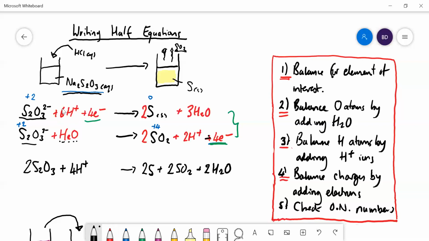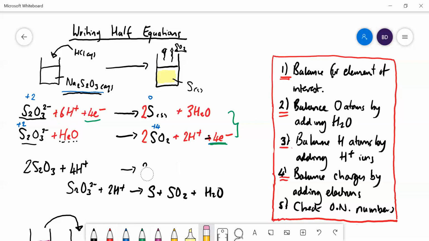So there is our final ionic equation. And you can see there we can divide everything by 2, can't we? So we would write 1 thiosulfate plus 2 protons goes to a sulfur, an SO2, and an H2O. And we can rub all that out.